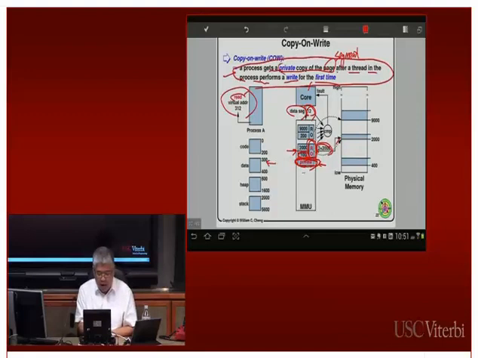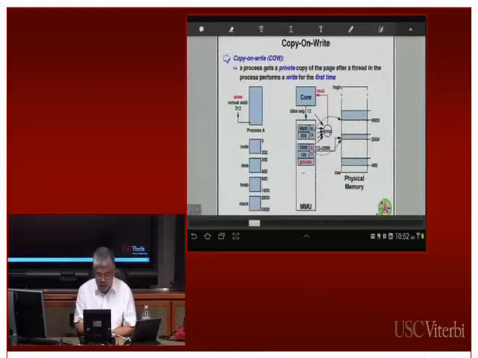Because again of the sentence: a process gets a private copy of a segment after a thread in the process performs a write for the first time. So what you're doing over here is declaring that this segment that I pointed at is supposed to be private. We're going to make it read-only in the beginning. When you try to write to it for the first time, you generate a fault, and then you can get a private copy.